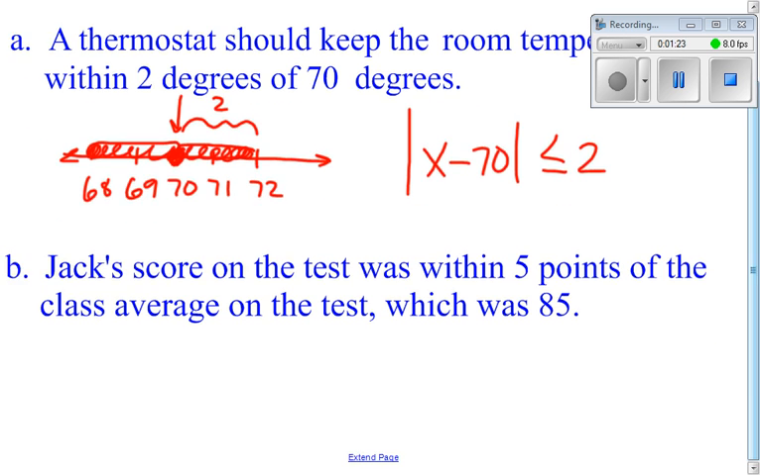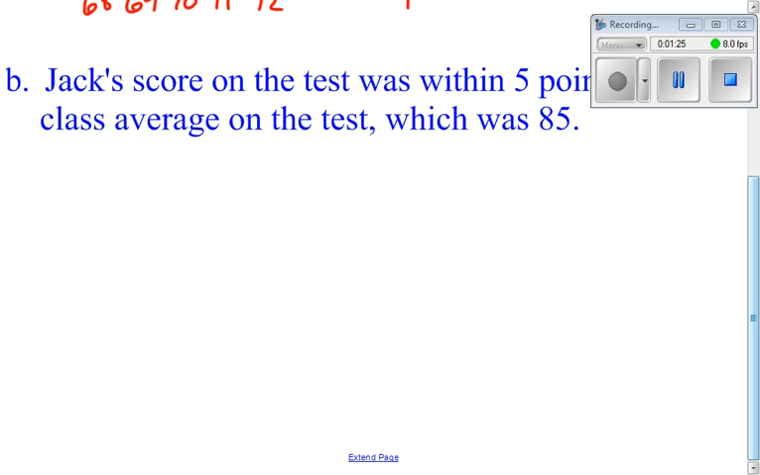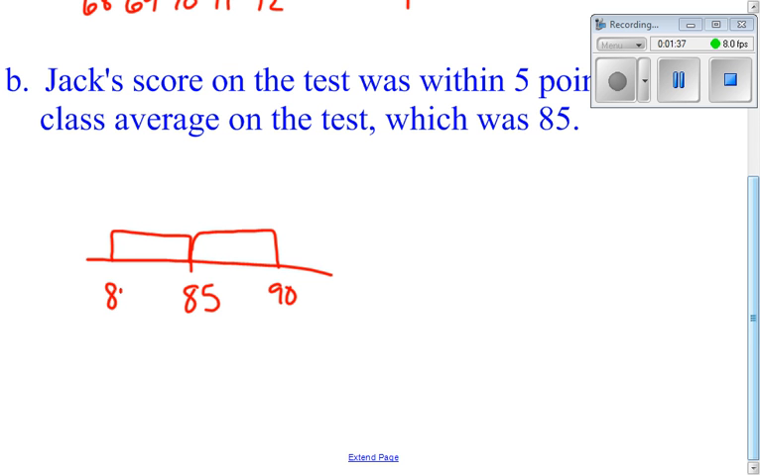Jack's score on the test was within 5 points of the class average, which was 85. So again, if you think about that, here's the class average, which is 85. His score was somewhere within 5 points. I don't know if it was within that 5 points above to make 90 or the 5 points below to make 80. But either way, this distance right there is 5. Okay, here's your center point. Your center point is 85.